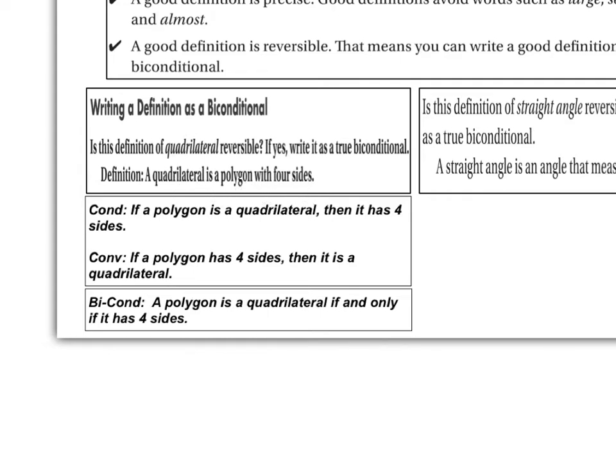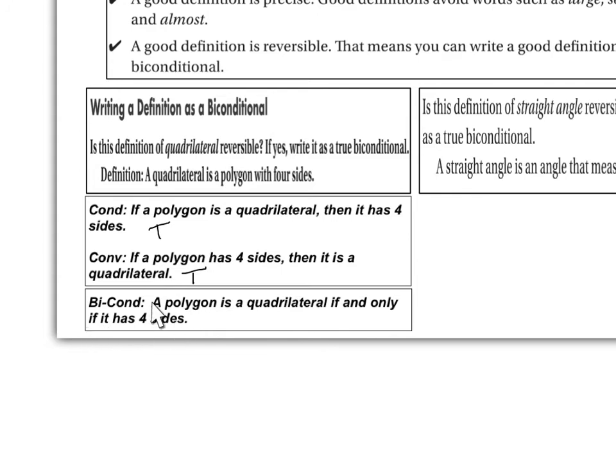So what I went ahead and did is I broke it down into a conditional statement and a converse statement. The conditional statement I came up with was, if a polygon is a quadrilateral, then it has 4 sides. Okay, that's true. The converse says if a polygon has 4 sides, then it is a quadrilateral. Well, this is true as well. Both of these are true. So now, because they're both true, I can write it as a biconditional statement, which means that the definition is reversible, which means it's a good definition. The biconditional here is a polygon is a quadrilateral if and only if it has 4 sides.